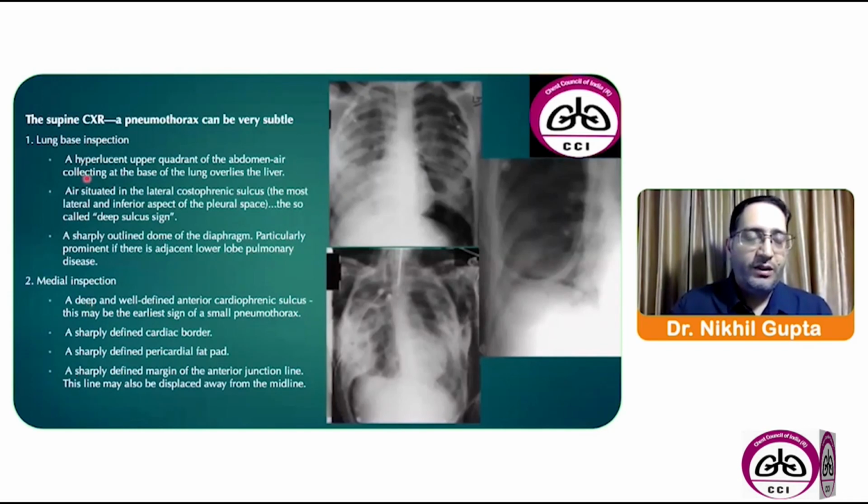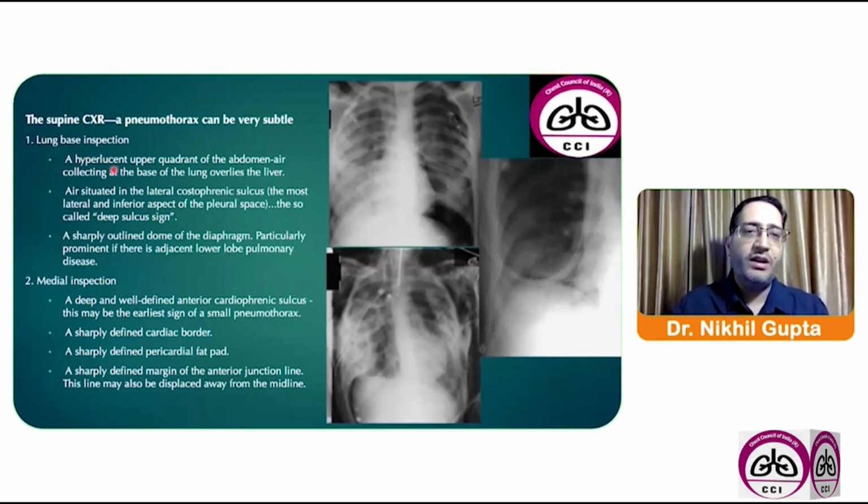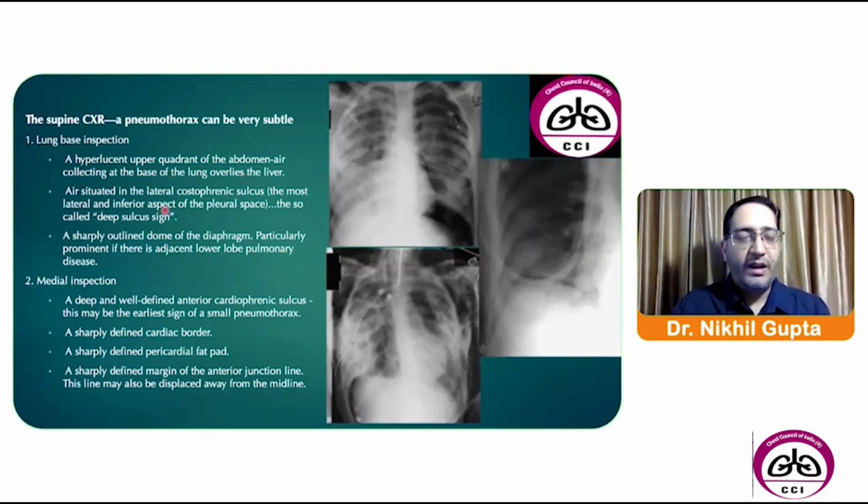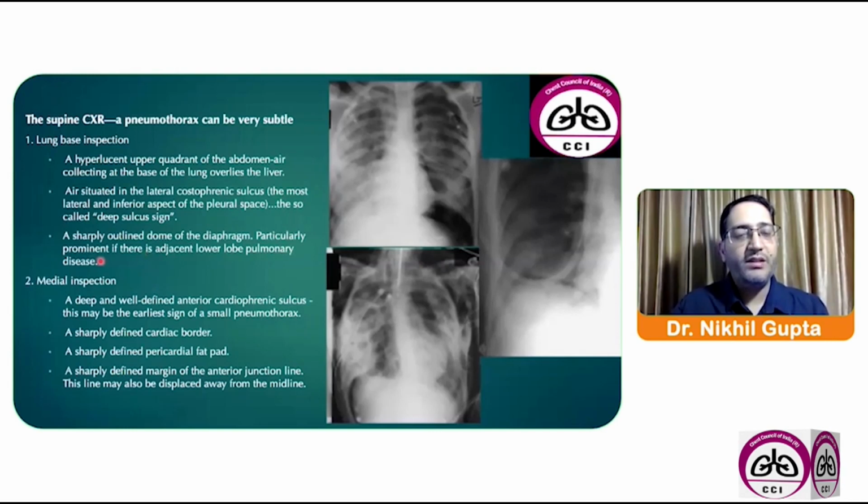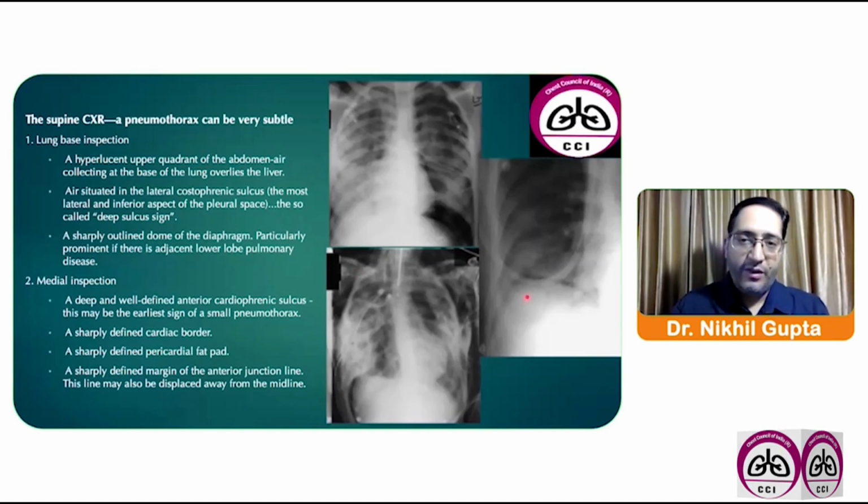So firstly, we go for the lung base inspection. A hyperlucent upper quadrant of the abdomen, air collecting at the base of the lung overlies the liver. Second, the air situated in the lateral costophrenic sulcus, the most lateral and inferior aspect of the pleural space, the so-called deep sulcus sign appears, and a sharply outlined dome of diaphragm, particularly prominent if there is adjacent lower pulmonary disease. So here we can see prominent left dome of diaphragm.